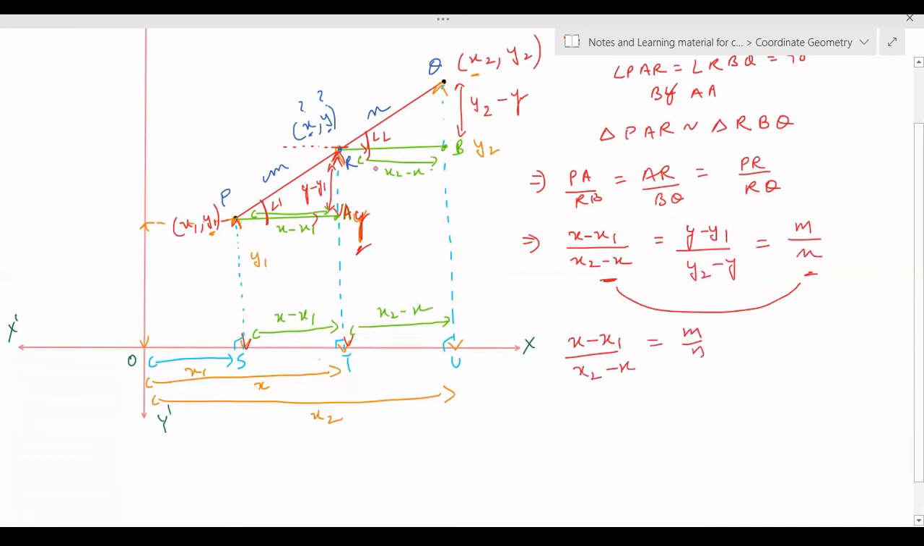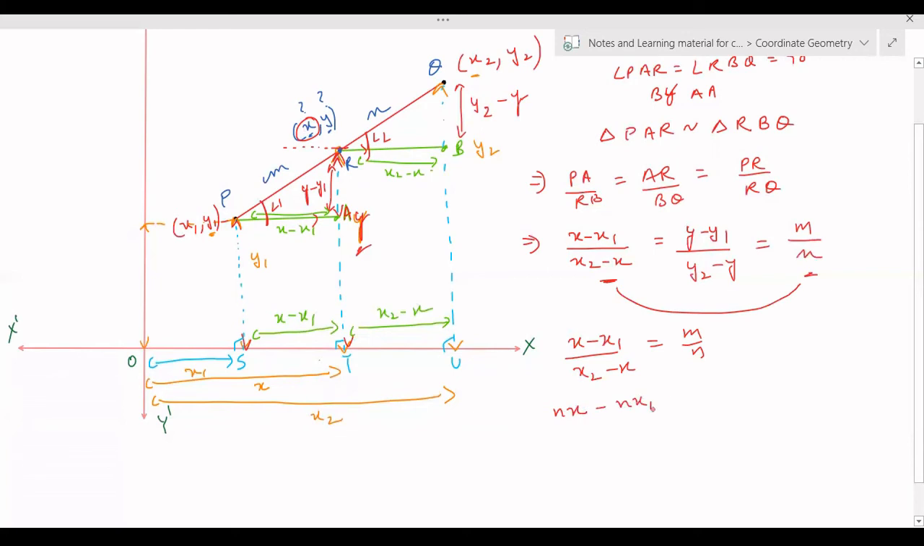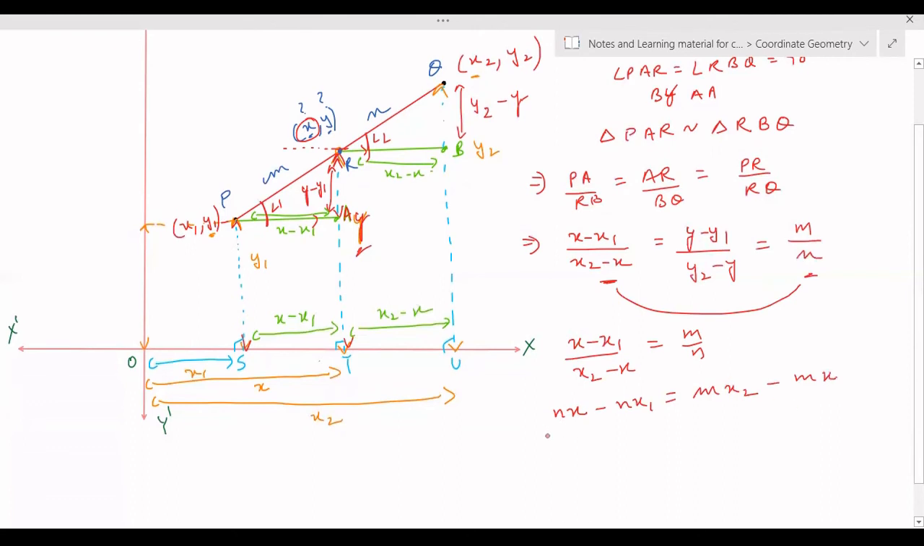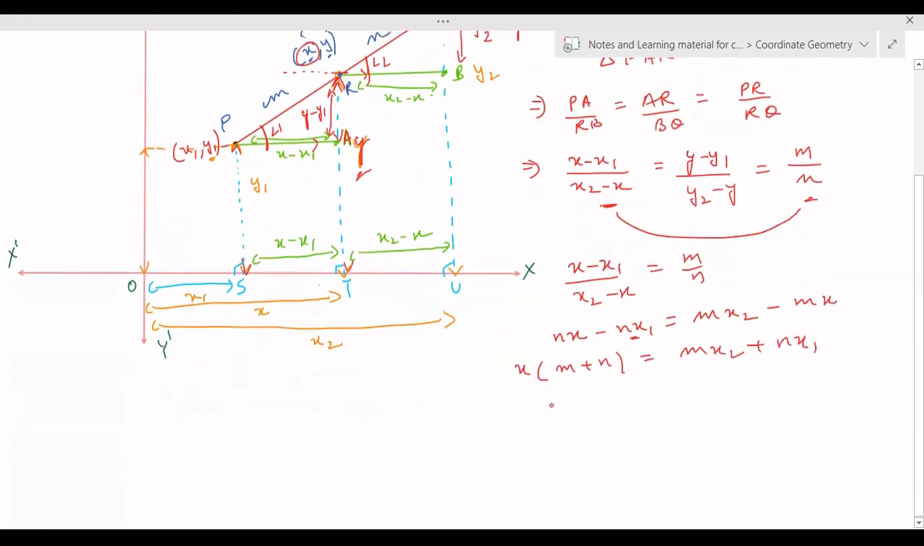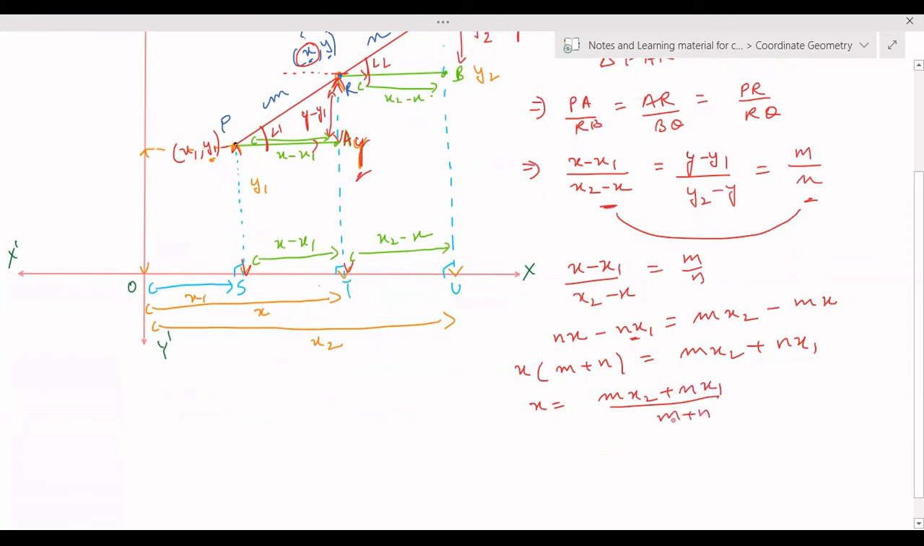Solving this further, we'll use this ratio to get the value of x, because that's what we are looking for, the abscissa for R. Cross multiplying, this becomes nx minus nx1 equals mx2 minus mx. Bringing the x terms on one side, and taking x common, it becomes (m plus n) x, and this term comes to this side with plus nx1. So I get x, the abscissa for R, as mx2 plus nx1 over m plus n.